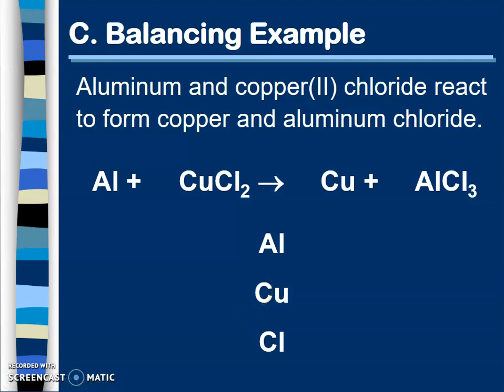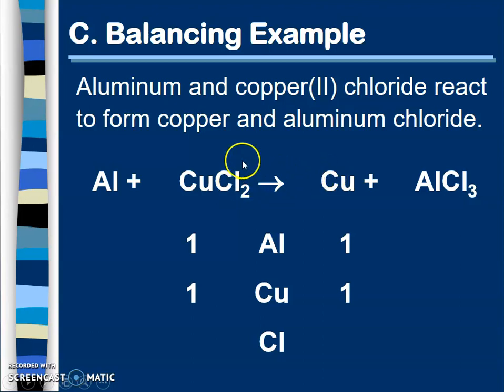Next we need to count how many of each. So if we look, our balance point is the arrow. On the left side of the arrow, I look right here, I have one aluminum. Let's go look on this side of the arrow. I have one aluminum. So I'm going to write down how many I have. I have one of each. Next, let's count the coppers on both sides. On this side, I only have one Cu. On this side, I have one Cu. So I'm going to write down how many I have of each.